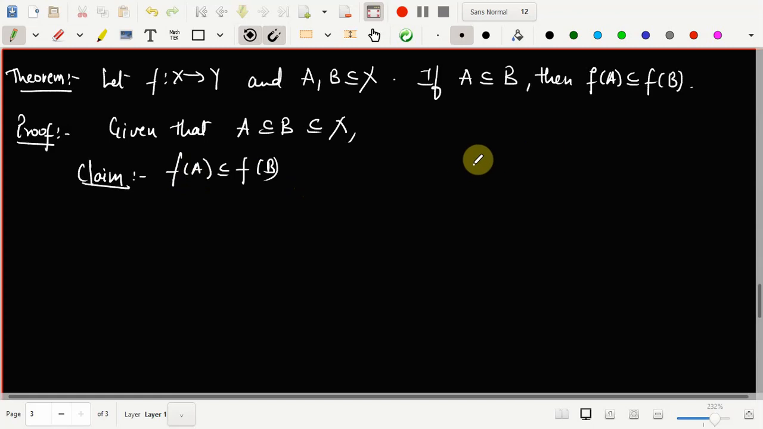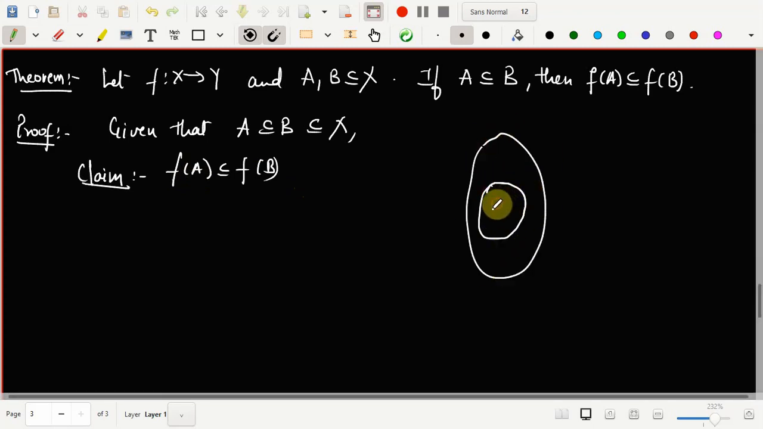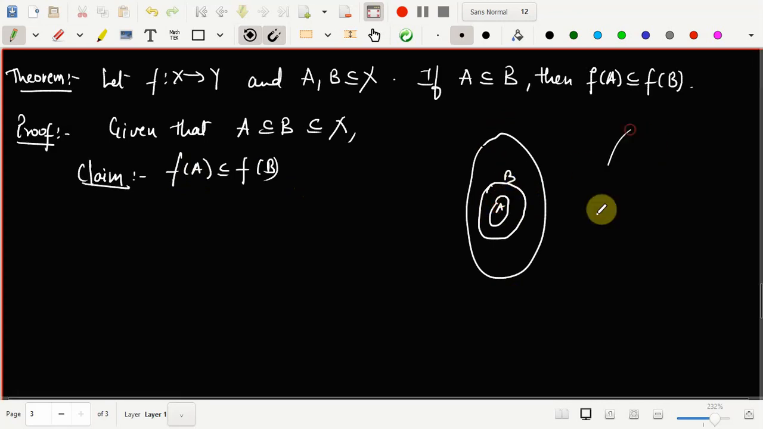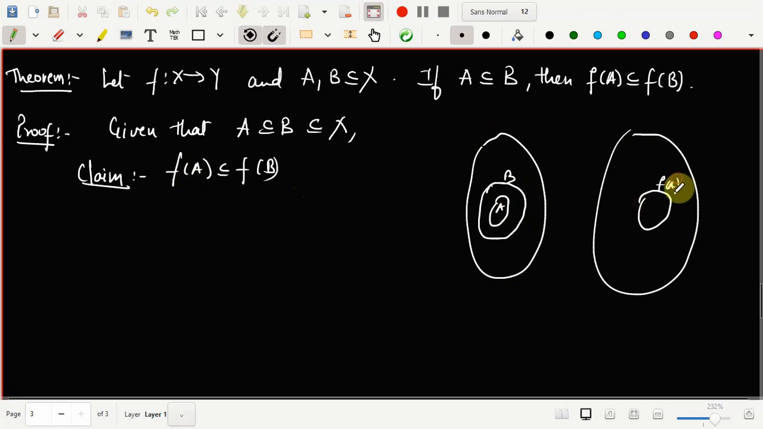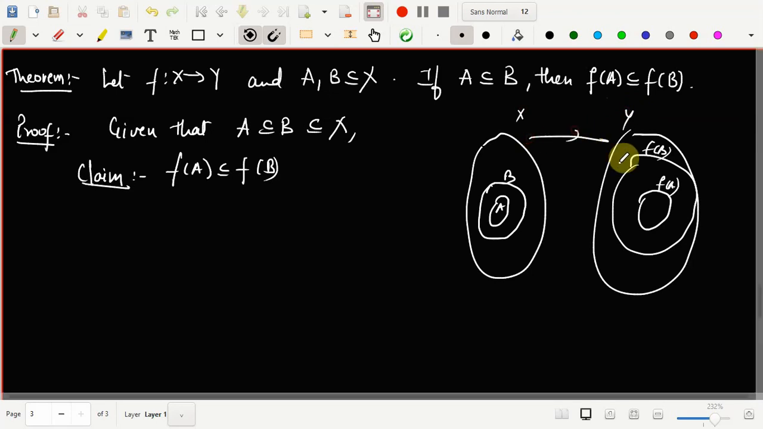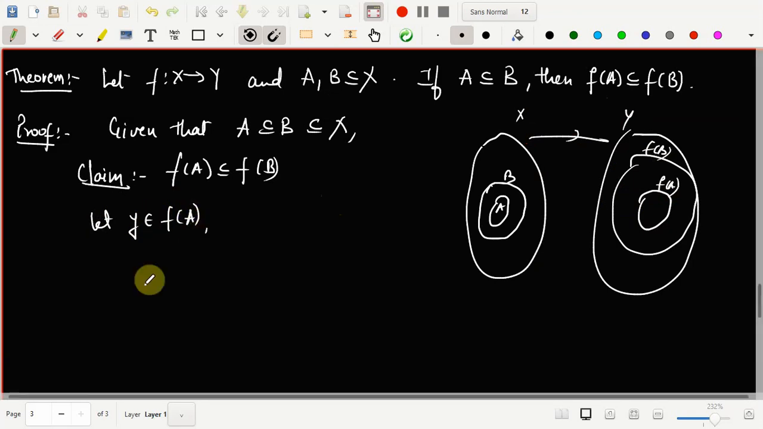By the way, you have a picture something like this. This is your A and this is B, A is contained in B. And you need to show that if this is true, then f of A is also contained in f of B. As you can see, f of A and f of B are subsets of Y. The standard way of using the notation would be to take any y in f of A and show that it is in f of B. So let y belong to f of A. What does this mean by definition?